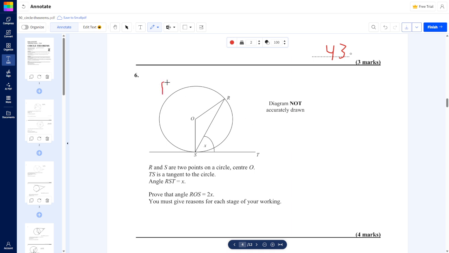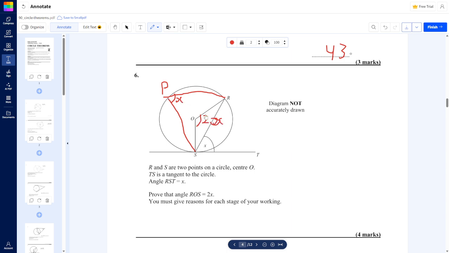Let's imagine there's a certain point out here, P, and we draw 2 straight lines from R and S, SP and RP. Then if we have this angle SPR, because of alternate segment theorem, this has to be equal to x. Then we can use the fact that the angle at the circumference is going to be double the angle at the center. This is 2x.